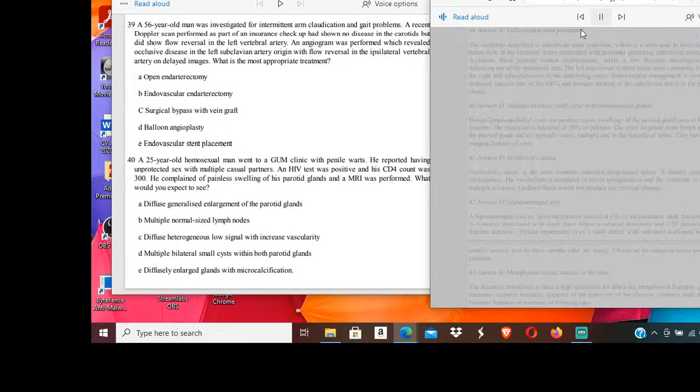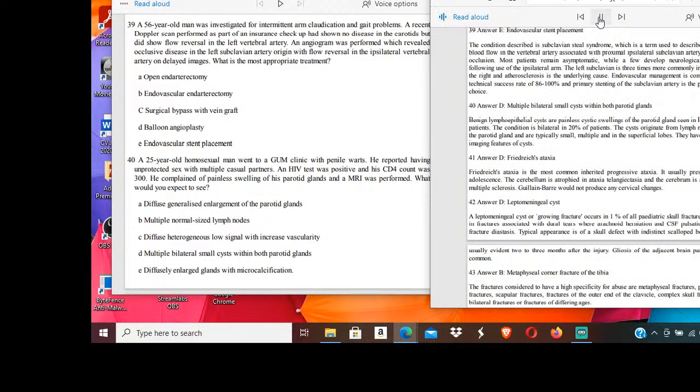Answer E. Endovascular stent placement. The condition described is subclavian steal syndrome, which is a term used to describe retrograde blood flow in the vertebral artery associated with proximal ipsilateral subclavian artery stenosis or occlusion. Most patients remain asymptomatic, while a few develop neurological symptoms following use of the ipsilateral arm. The left subclavian is 3 times more commonly involved than the right, and atherosclerosis is the underlying cause. Endovascular management is common with a technical success rate of 86 to 100%, and primary stenting of the subclavian artery is the procedure of choice.